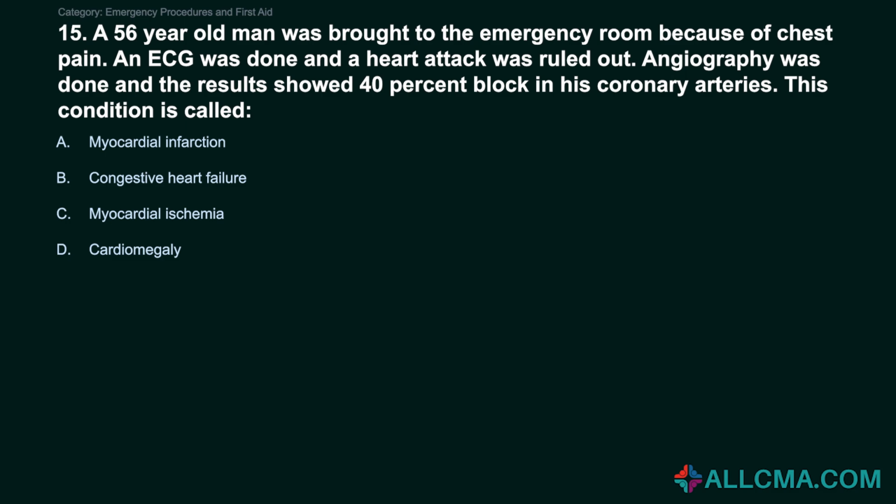15. A 56-year-old man was brought to the emergency room because of chest pain. An ECG was done and a heart attack was ruled out. Angiography was done and the results showed 40% block in his coronary arteries. This condition is called: A. Myocardial infarction. B. Congestive heart failure. C. Myocardial ischemia. D. Cardiomegaly. Correct answer, C.